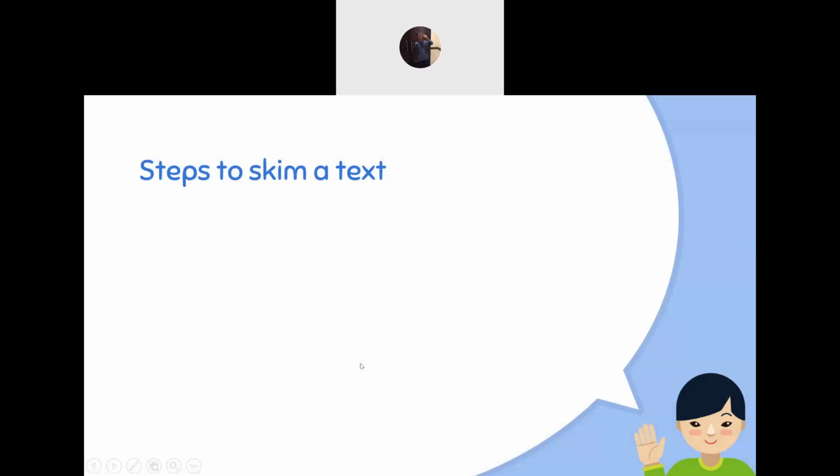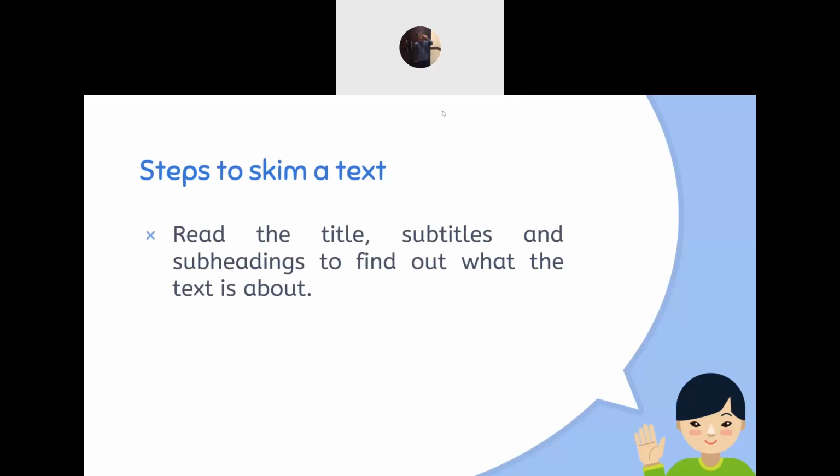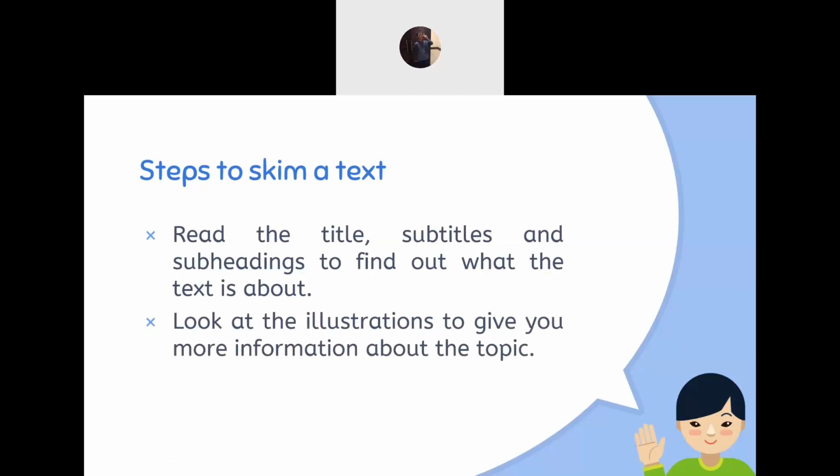So how do you skim a text? Firstly, you just read the title and all the subtitles and the subheadings to find out what the text is about. Later, I will show you an example. After that, if there are illustrations, look at them to give you more information about the topic.